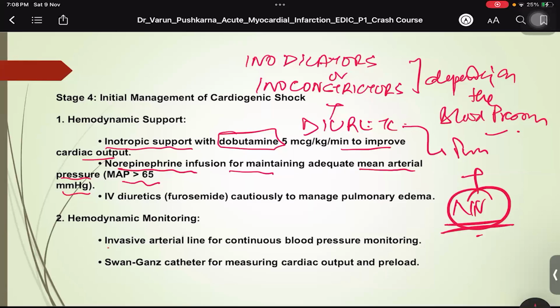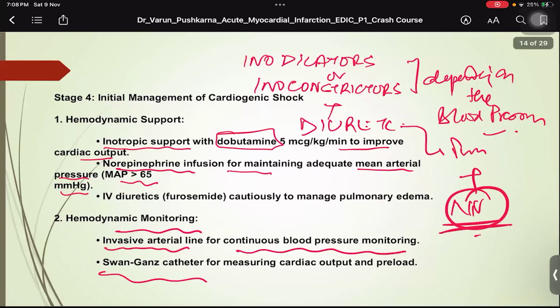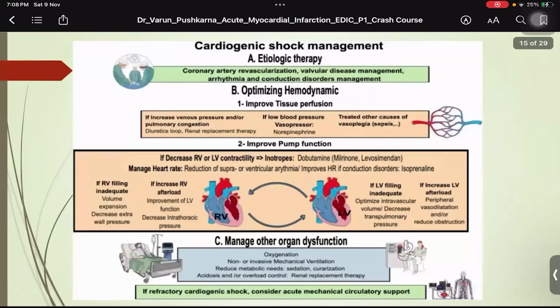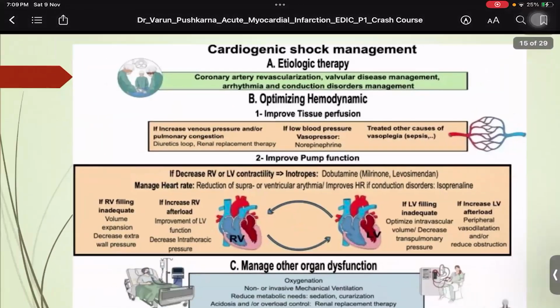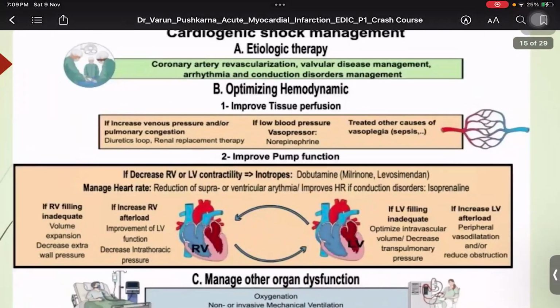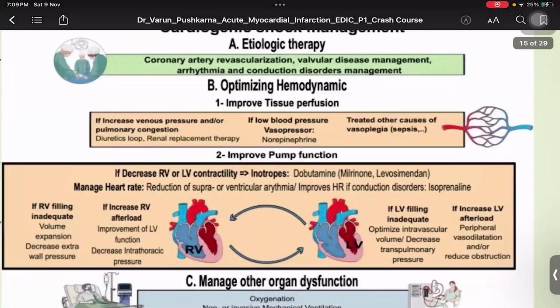Along with that, the patient was put on an invasive arterial line for continuous blood pressure monitoring. A Swan-Ganz catheter was put to measure the cardiac output and the preload. So this is the standard management that you will have to reply in the Viva when the questions are asked.